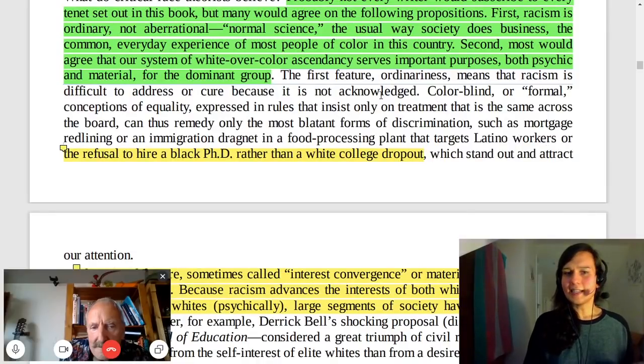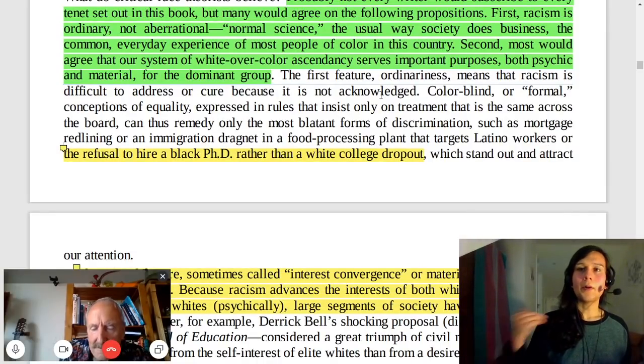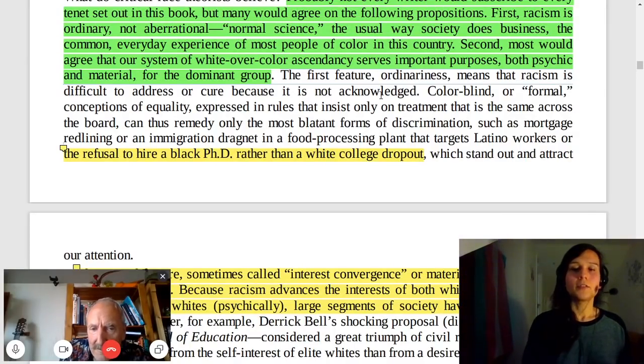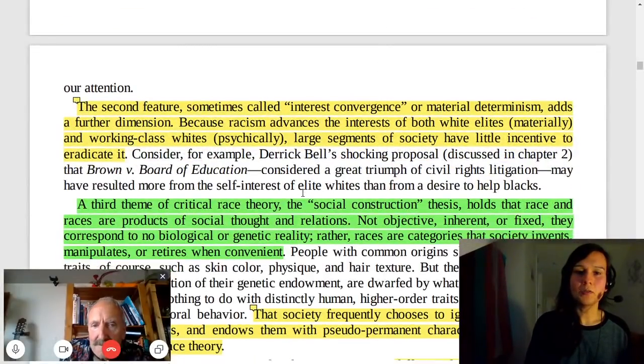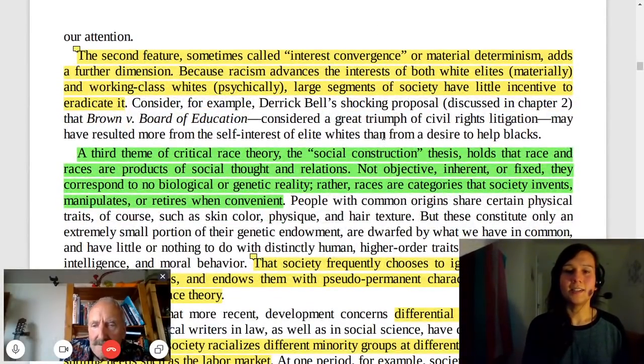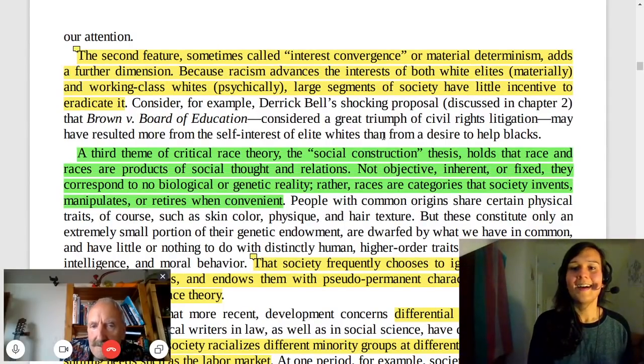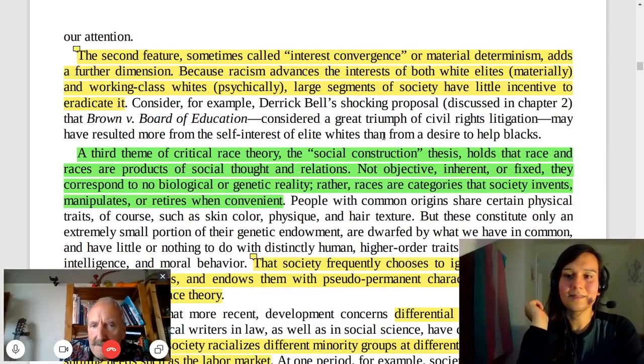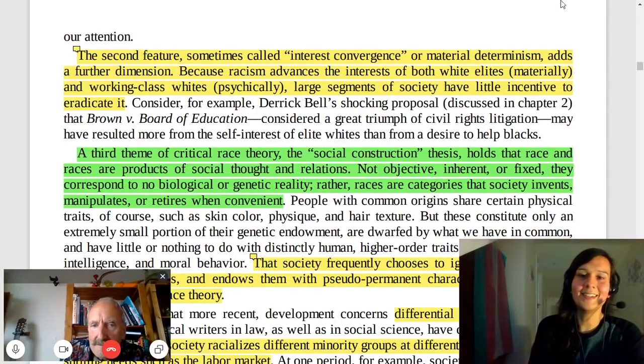So this is, I think, what we were talking about earlier about how a policy against long hair could affect black people more often than white people, for no fault of their own. The second feature, called interest convergence, God, it's another term, or material determinism, adds a further dimension. Because material determinism is a massive, difficult thing, and I wish they explained it here.